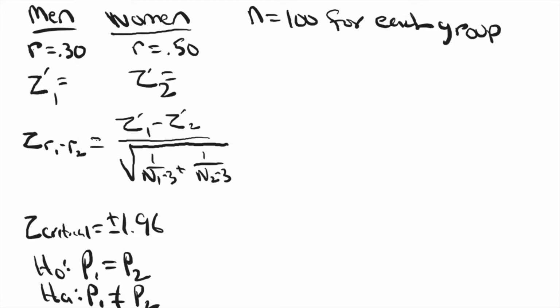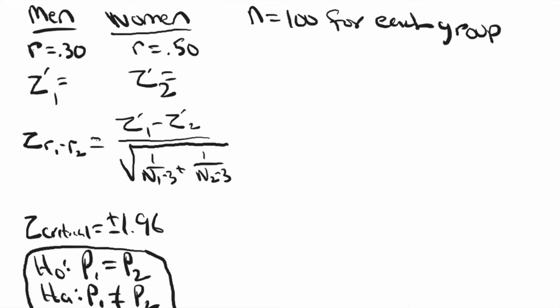And what we're testing here really is this null and alternative hypothesis, which says, are the population correlation coefficients of these two populations that the samples represent equal to each other, or the alternative, that they're not equal to each other?